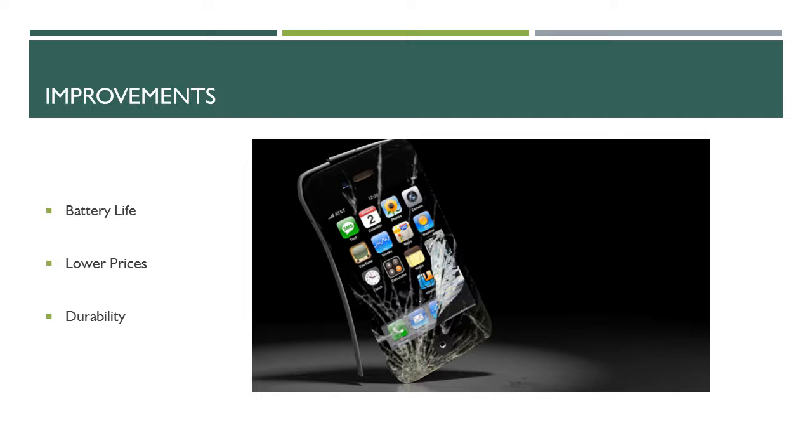There are a couple of improvements that I think they could make. I think battery life is a huge one. I think there could be some potential to improve that, and then also lower prices and durability. I think that's a big one with them being made out of glass. If they could make something that really withstands a lot and maybe is even waterproof, I think that could definitely be beneficial.